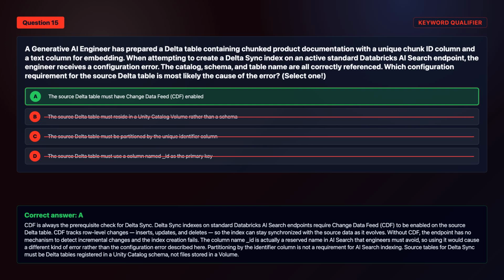The column name _id is actually a reserved name in AI search that engineers must avoid, so using it would cause a different kind of error rather than the configuration error described here. Partitioning by the identifier column is not a requirement for AI search indexing. Source tables for delta sync must be delta tables registered in a Unity catalog schema, not files stored in a volume.